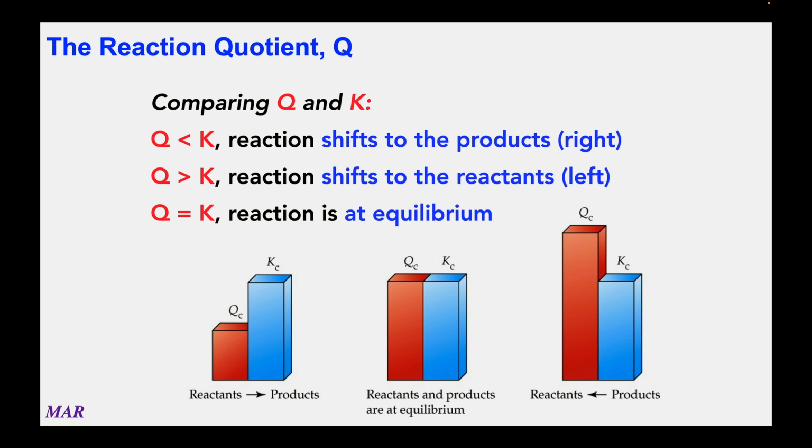So notice the right and the left there. Q less than K means it's going to shift to the products, and a shift to the products means a shift to the right, because products are almost always on the right side. On the other hand, Q is greater than K. That means you're going to have a shift to the reactants. Products are going to have to make reactants. That's called a shift to the left. So right and left are used a lot in chemistry. Right means towards the products. Left means more towards the reactants.